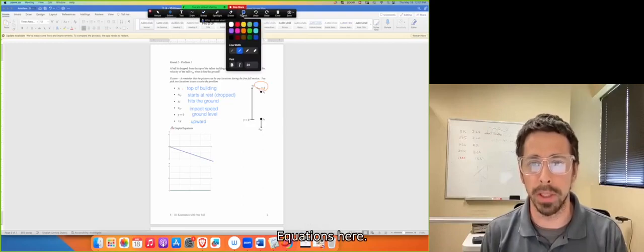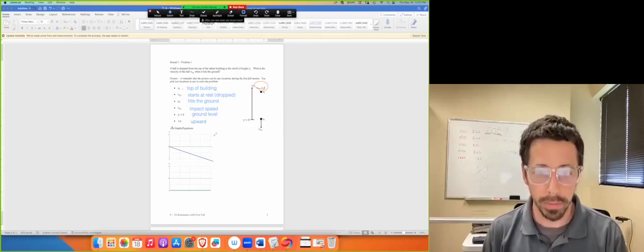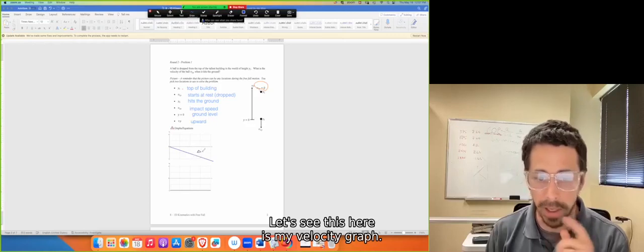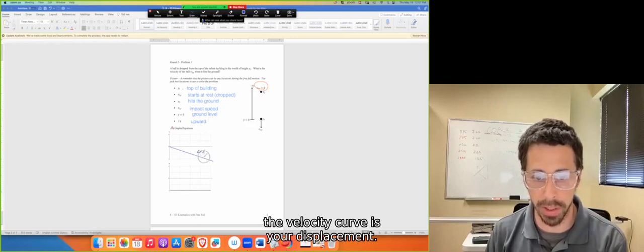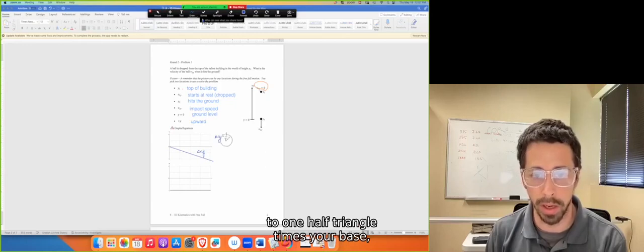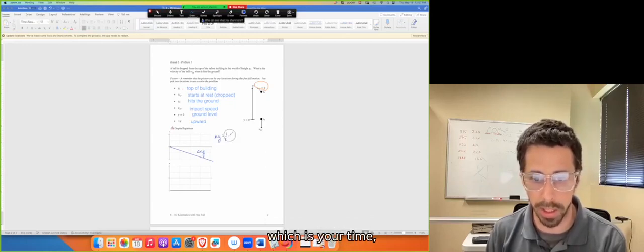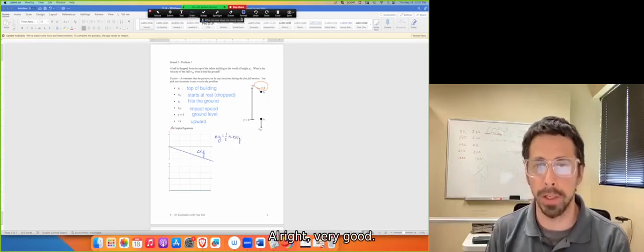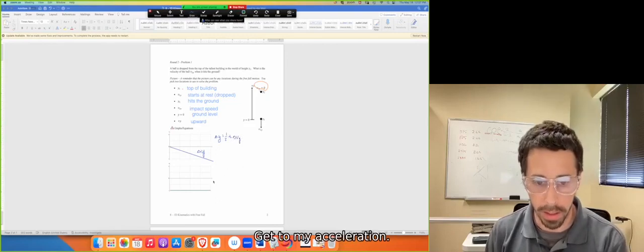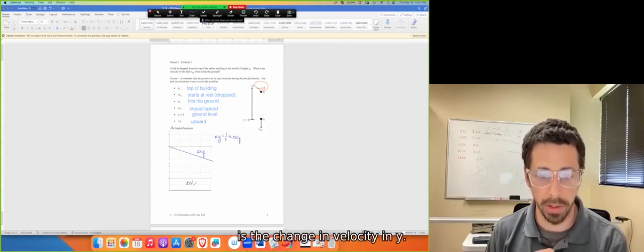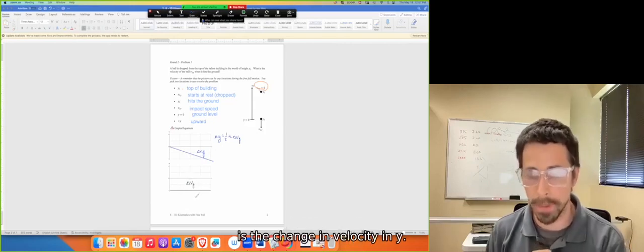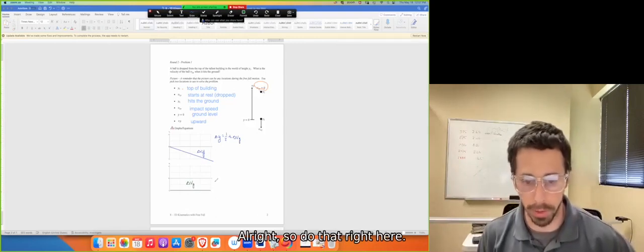All right, equations here. Let's see, this here is my velocity graph. So the area under the velocity curve is your displacement. So you get delta y is equal to 1/2 triangle times your base, which is your time, times your delta v in the y. All right, very good. Get to my acceleration. The area of the acceleration graph is the change in velocity in the y. All right, so I'll do that right here.